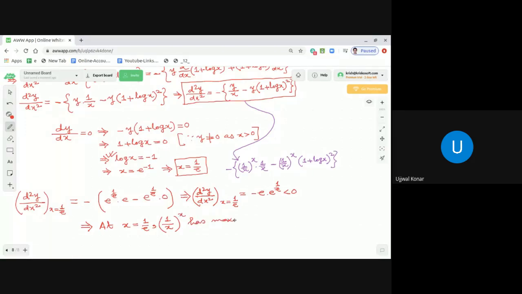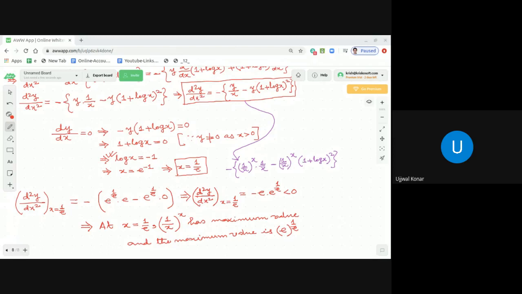has maximum value. And what is the maximum value? The maximum value is, instead of x we'll write 1 by e, so 1 by x becomes e, power x means e power 1 by e. So e power 1 by e is the maximum value of the function 1 by x power x, which is attained at x equal to 1 by e.